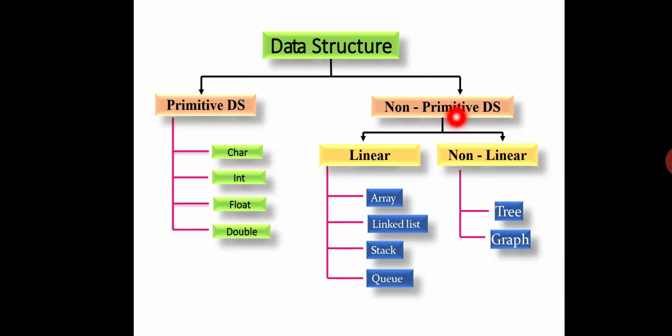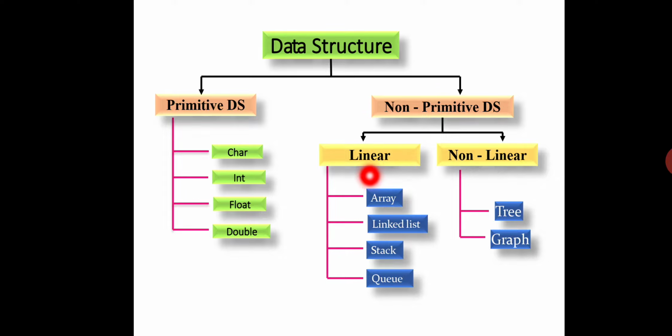Come to the non-primitive data structure. It is machine independent but user dependent. The user decides how much space is wanted, and that much space will be created for the variables. That is called a non-primitive data structure. Under non-primitive data structure we divide it into two types. One is linear data structure, another one is non-linear data structure.